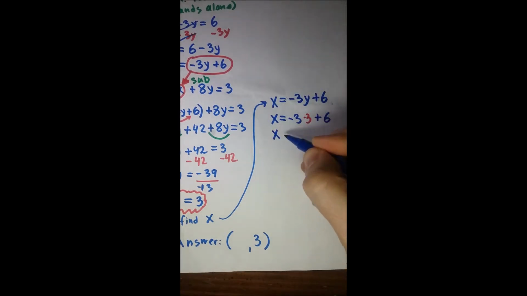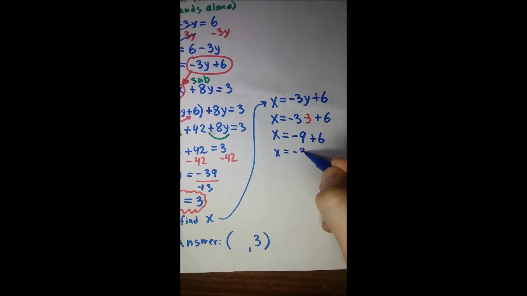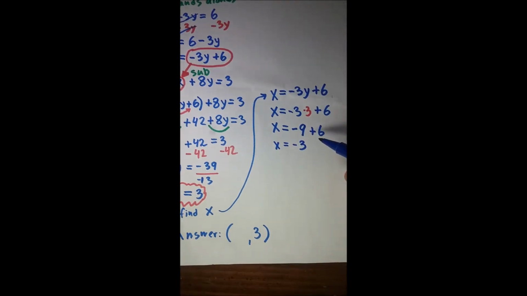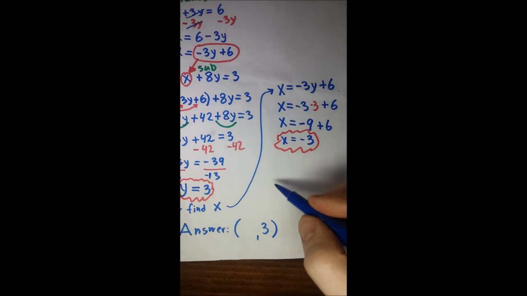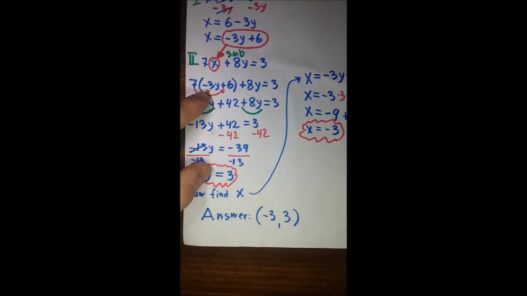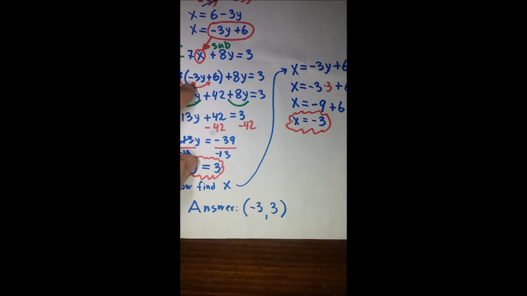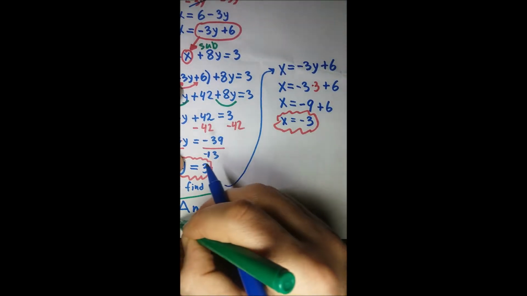Now we're just going to solve it. x equals negative 3 times 3 is negative 9 plus 6. x equals negative 3. Wow, how cool is that? So now our x equals also negative 3. Now we're just going to pop this thing in the answer here. So what's our answer? Negative 3 comma 3. And we're done.